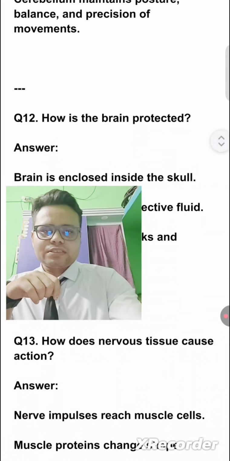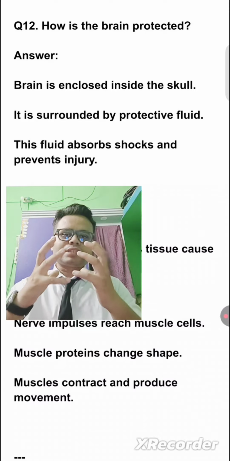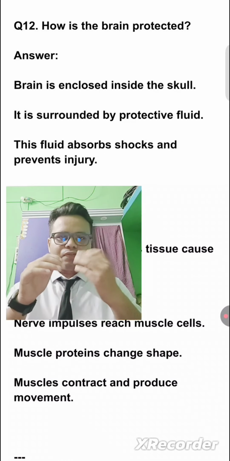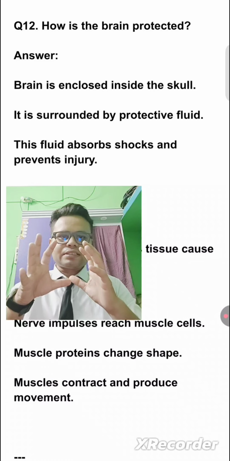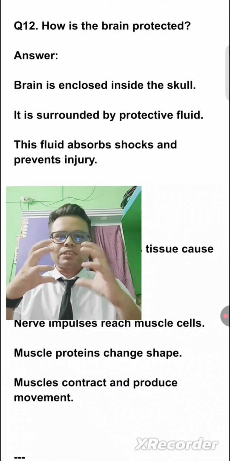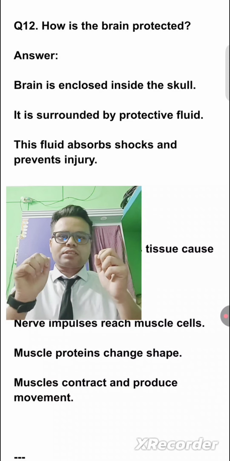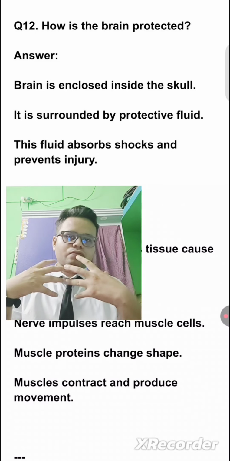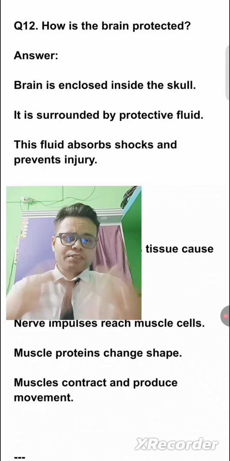Next, how is the brain protected? The brain is enclosed inside the skull. It is surrounded by protective fluid. So first of all, the brain is inside the skull. Second, it is surrounded by protective fluid, and this fluid absorbs shocks and prevents injury. That is also a function of the fluid.